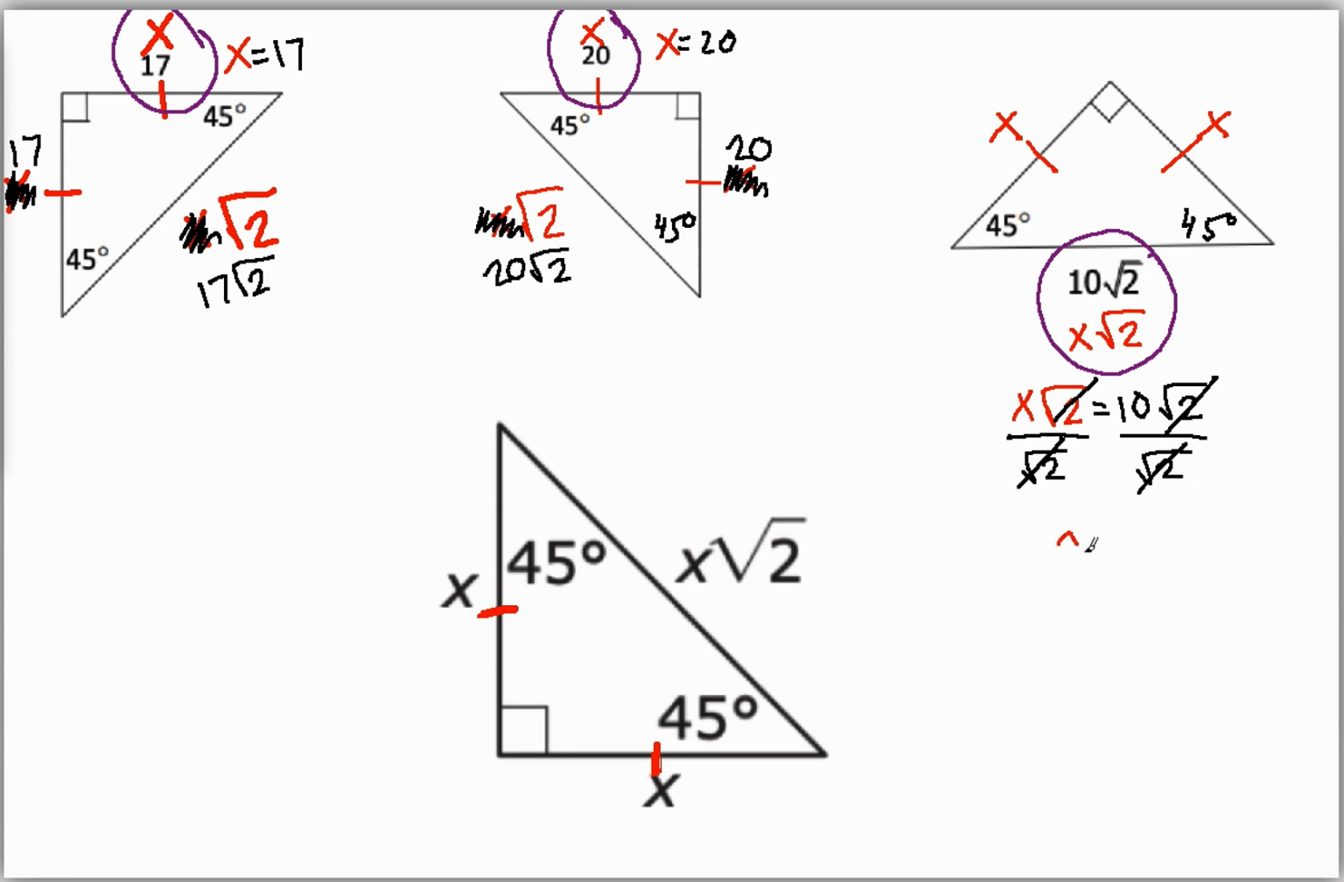I'll make it a red x. So x is equal to 10. This means everywhere I see an x, I will cross it out and put 10 instead. And that's your answer.